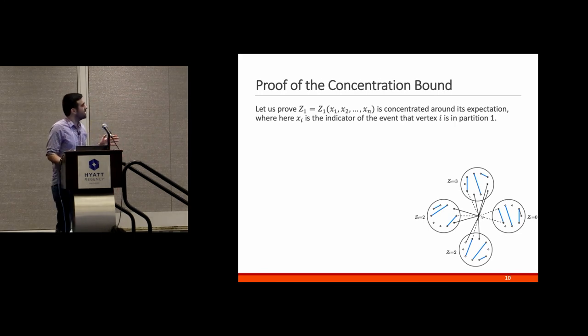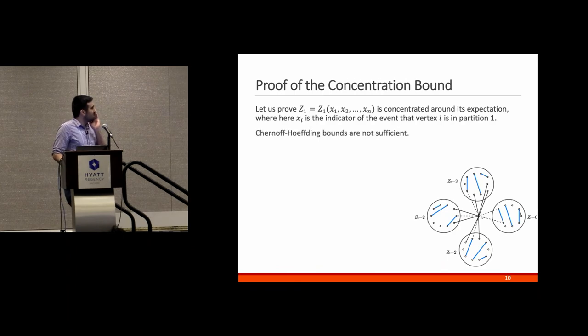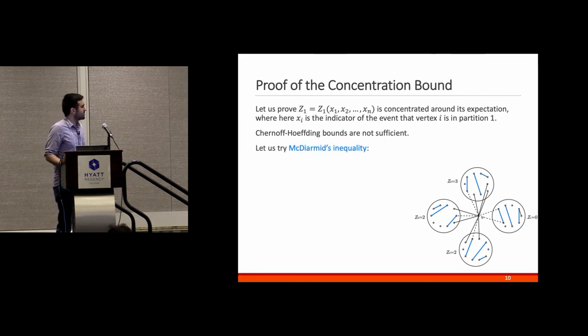Right? Now, we want to prove a concentration bound on z. Well, Chernoff-Hoeffding bounds are not sufficient. They prove concentration bounds on sums of independent random variables. Here z1 is not really a sum of independent random variables. Once you realize this vector x, you run a function on it, and then count the number of unmatched nodes. So it's not really a sum of independent random variables, so we cannot use Chernoff bounds. But there are tools to prove concentration bounds on more general functions than just sums of independent random variables.